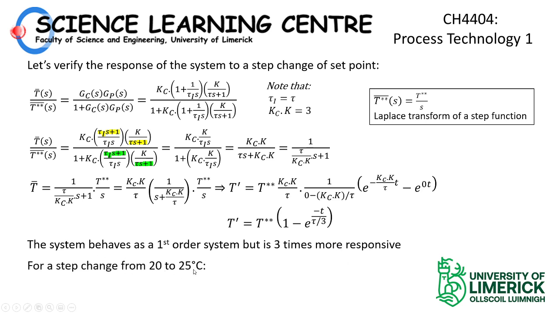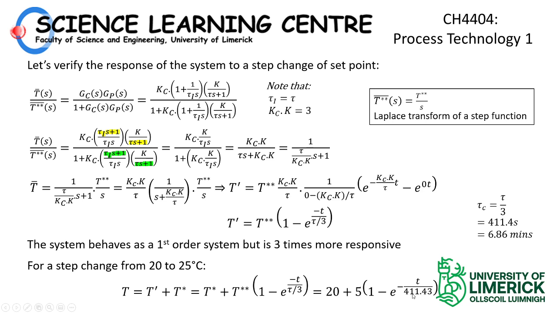Now, for a step change from 20 to 25 degrees C, T is equal to, now we're breaking T bar into T star and T prime to get T. T bar is this equation here, and T star was the 20 degrees Celsius from the beginning of the question, from slide number 2. So we have 20 plus 5 times 1 minus e to the minus t over tau c. Initial temperature is 20 degrees Celsius. Final temperature is 25 degrees Celsius, and the way we go there is exponential decay.